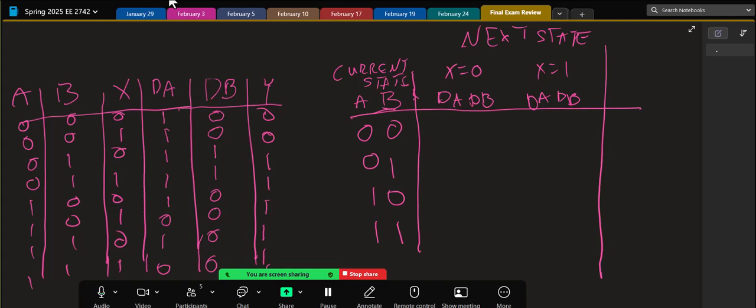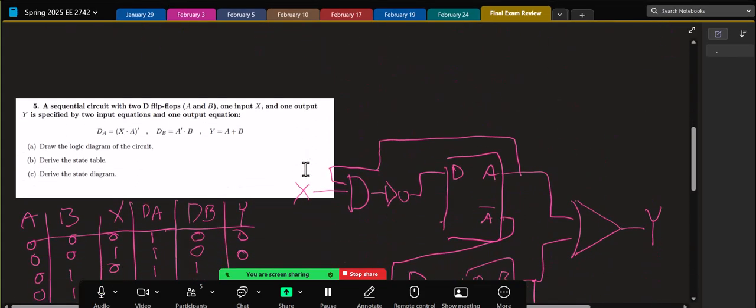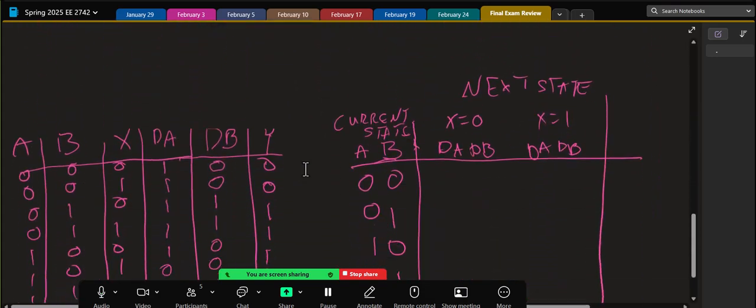What does y equal? How is y defined? Y is defined by A and B only. And what are A and B? A and B are how we're defining our states. Y doesn't have x in it at all. So if you look at the problem, y equals A or B, and our states are defined by just A and B. And so our state will tell us the value of y. So if A or B is 1, our output will be 1. So this is a Moore machine. It does not depend on the input.